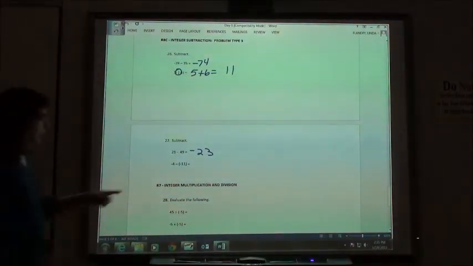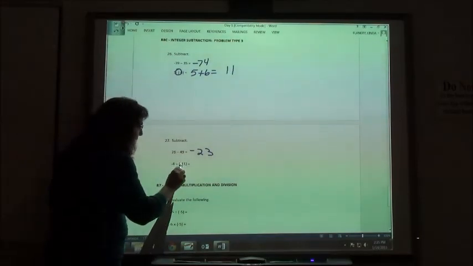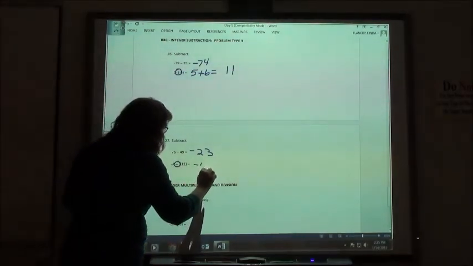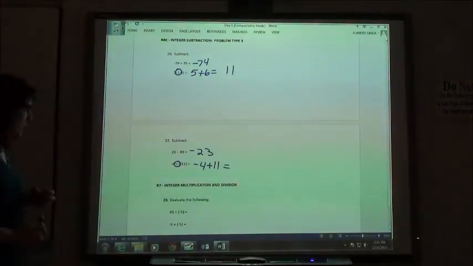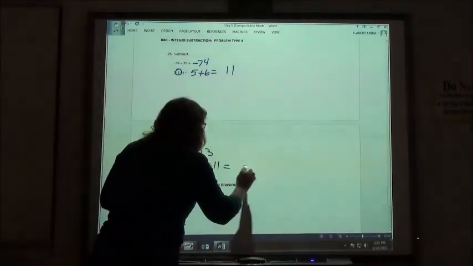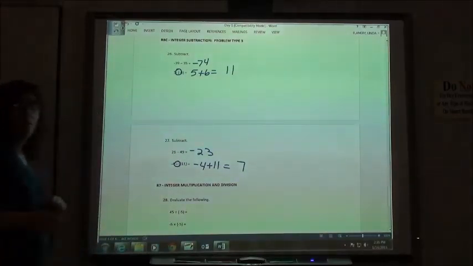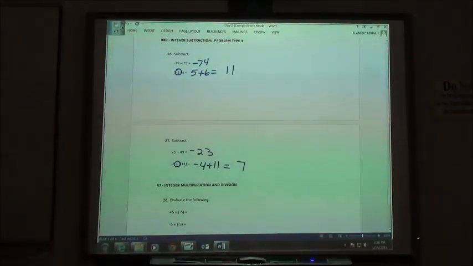And then the next one's one I'm going to have to rewrite. I've got that minus a negative again, so I'm going to take negative 4 and add the 11. My signs are now opposite, so I subtract. 11 minus 4 is 7. Take the sign of the bigger one, which is the positive 11, so positive 7 ends up being my answer.